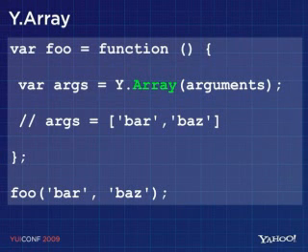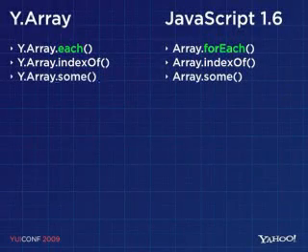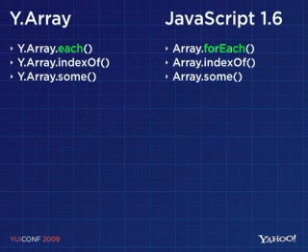And Y.array also has a bunch of static methods available to you. A lot of them are going to be familiar because they mirror those found in JavaScript 1.6. So by default, you'll have a small subset of those array methods implemented in JavaScript 1.6. And the names mirror those JavaScript 1.6 array methods almost exactly, with the exception of each. In JavaScript 1.6, it was forEach, and we've just shortened that to each. But otherwise, they all carry the same name.